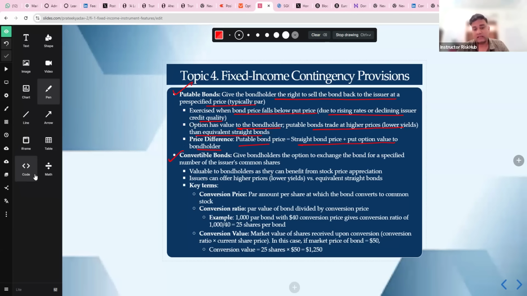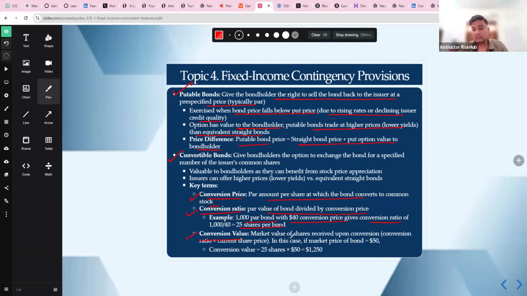Please understand that when you talk about your conversion price, conversion ratio, conversion value, you need to understand the definition. Definition is not that difficult. Conversion price, we told, right? Par amount per share at which the bond converts to common stock. Conversion ratio, par value of the bond divided by conversion price. So a $1,000 par bond with a $40 conversion price gives a conversion ratio of 25 shares per bond.